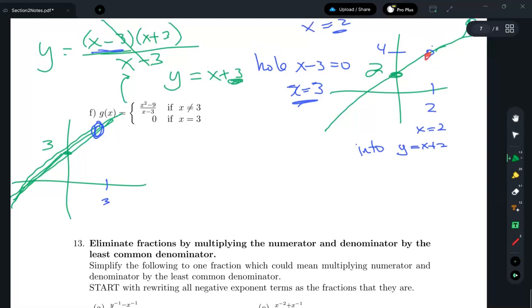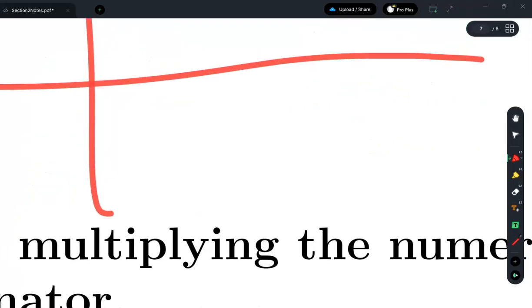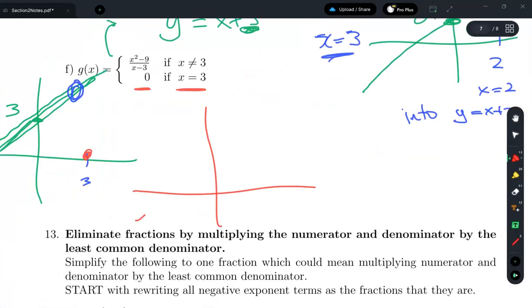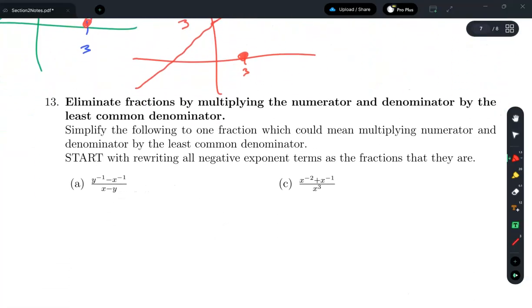Okay, now let's see what it says. When x is 3, then the y value is 0. Let me just draw that neater because it's a little messy. So I've got 3, and then I've got this hole, and then at x equals 3, the y value is 0. So that still is a function, right? And it's just got a hole with a dot below it.